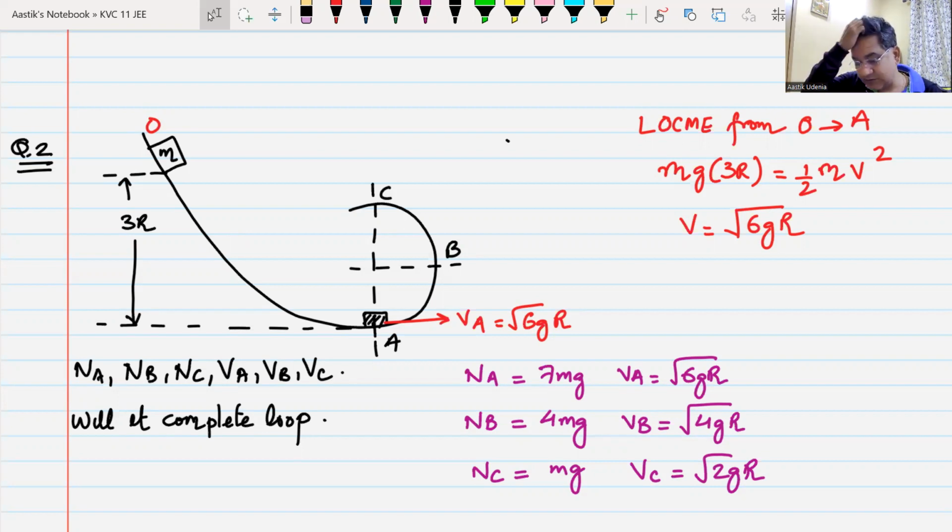The speed at the lowest point must be how much? For the condition of looping, what was the speed at the lowest point? Does anyone remember? No one remembers it. Great. What was the condition of looping? What was the speed at the lowest point?